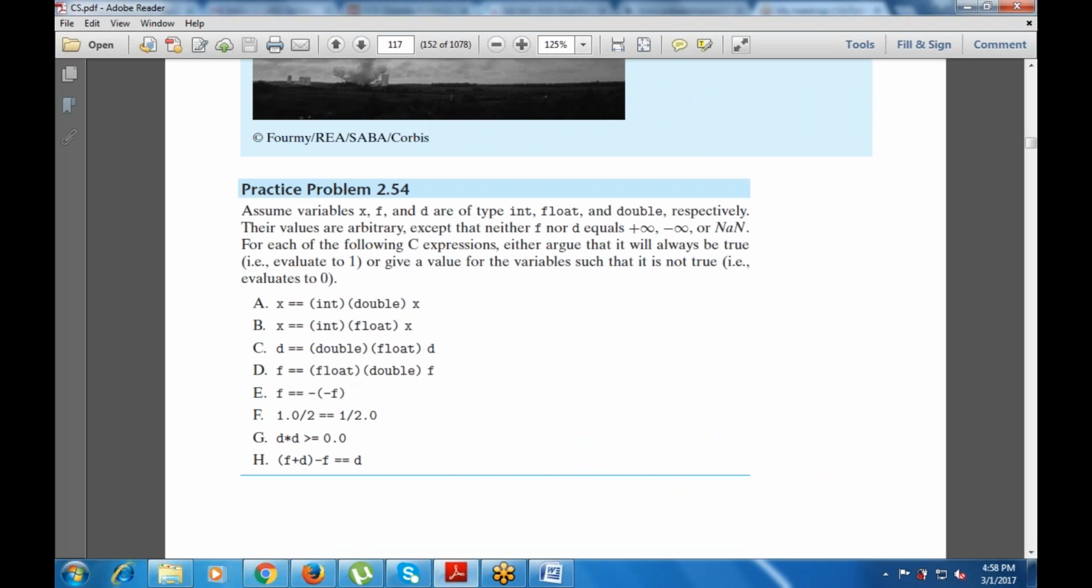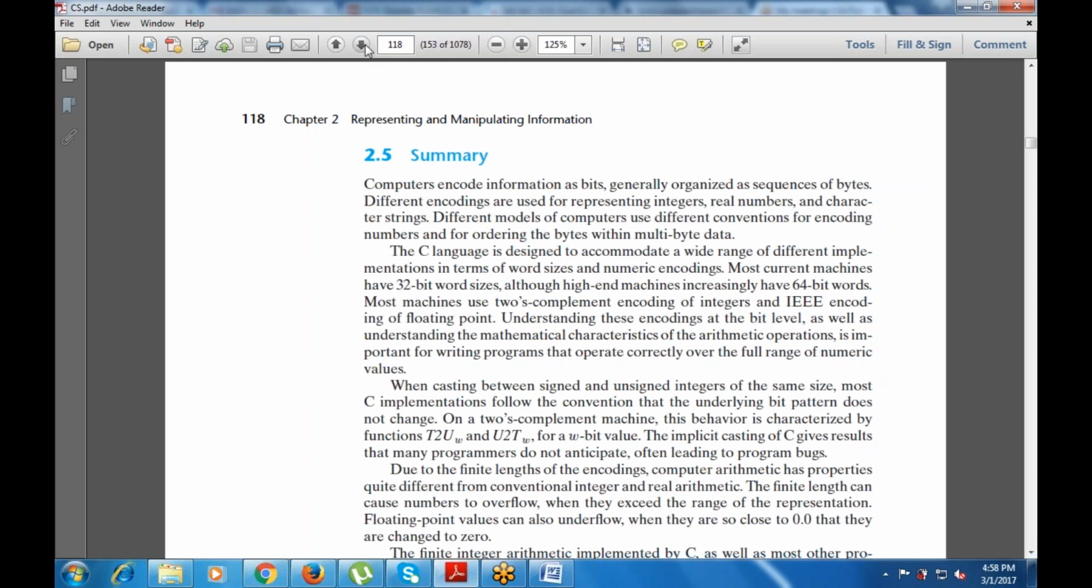Now this is one of the examples that is used with the variables x, f, d. x is representing the int, f representing the float, and d is representing the double, that is used with the range from minus infinity to plus infinity.